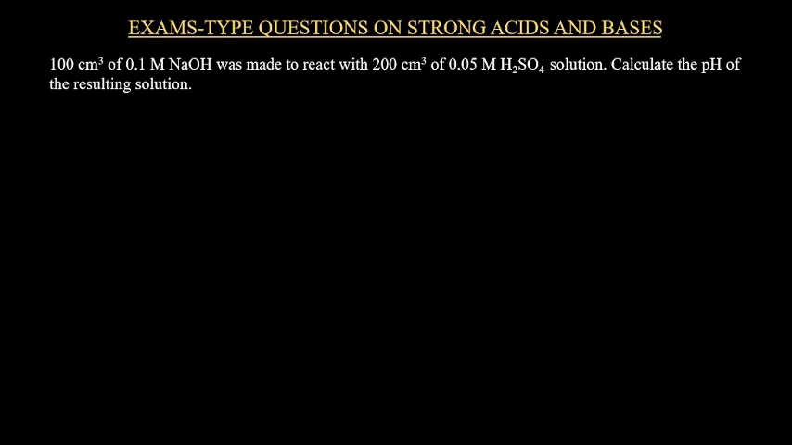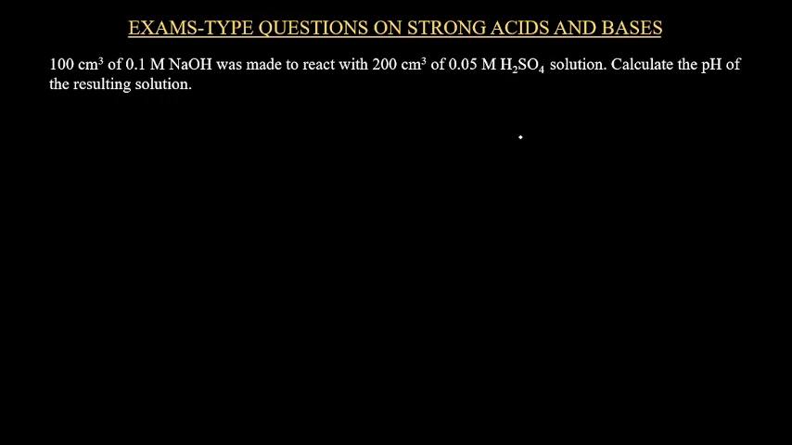Now, this question says that you have 100 cm cube of 0.1 molar sodium hydroxide, which was made to react with 200 cm cube of 0.05 molar H2SO4 solution. Calculate the pH of the resultant solution. This is a strong base and this is a strong acid. So, what is going to happen? Is it going to be a completely neutral solution or is it going to be acidic or basic? That is what you are trying to find by knowing the pH of the solution.